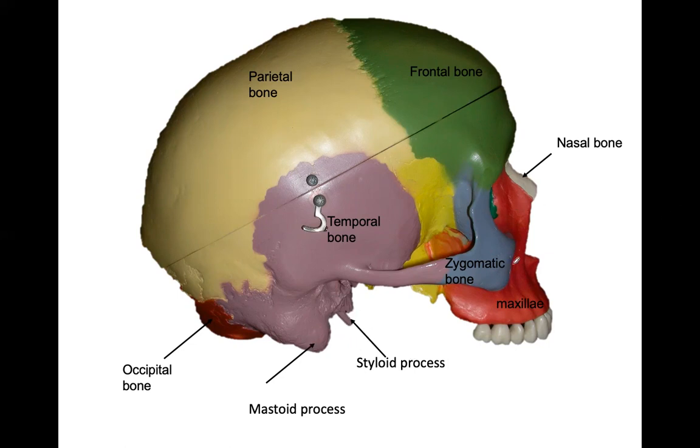You have your cheekbone, which is identified as the zygomatic bone, and you can see that it is bridging with your temporal bone right here. You have the facial bone, which is your maxilla, and then the bones that basically form the curvature of your nose, called the nasal bone.